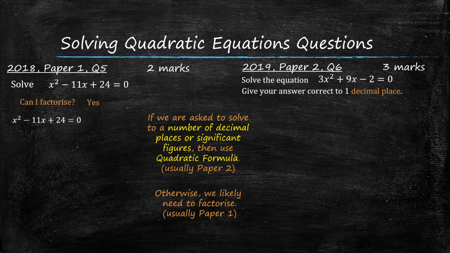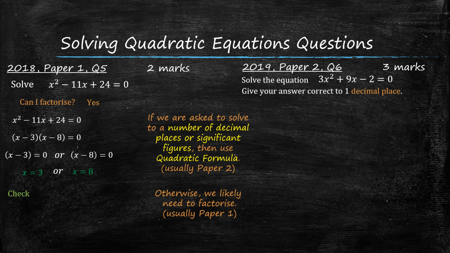So let's do that. We factorize x squared minus 11x plus 24 by finding 2 numbers that multiply together to give you 24 and add together to give you negative 11. And that's (x minus 3) times (x minus 8), and that's equal to 0. So either x minus 3 equals 0 or x minus 8 equals 0. And using the balance method, that tells us either x equals 3 or x equals 8. So we have solved our quadratic equation by factorizing.